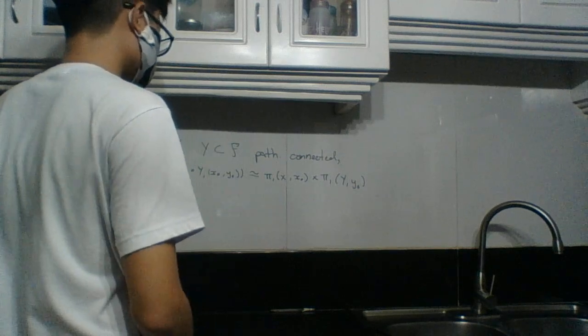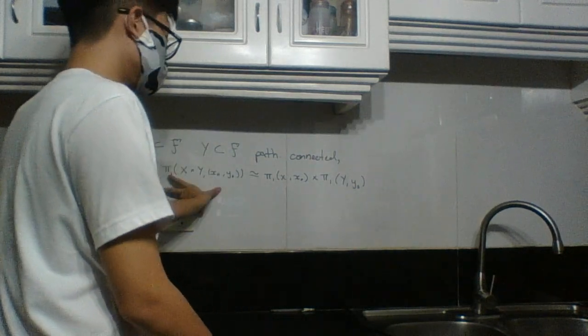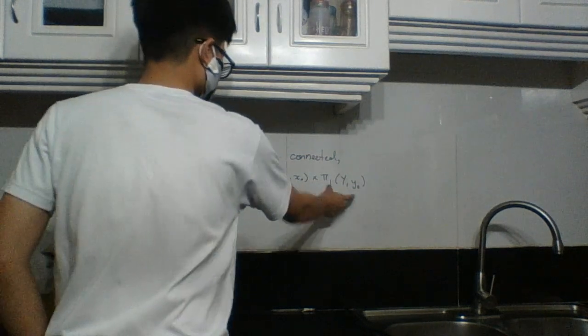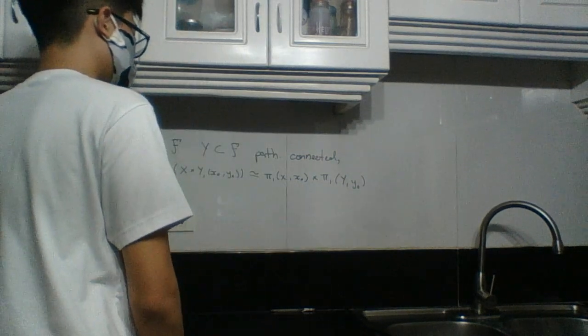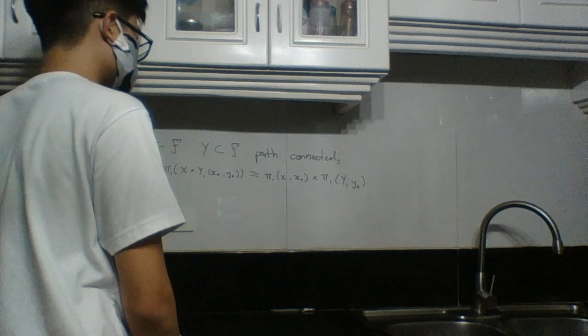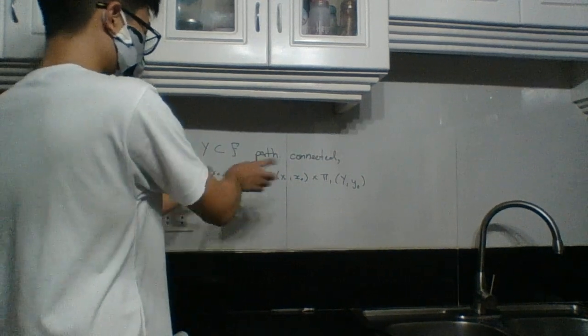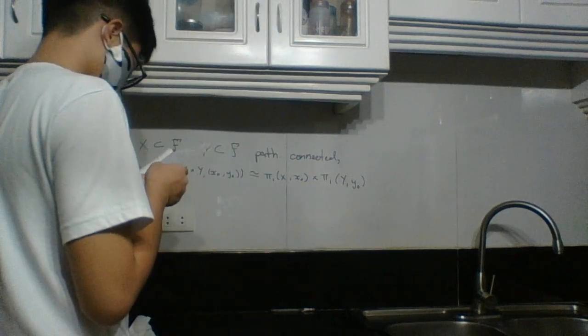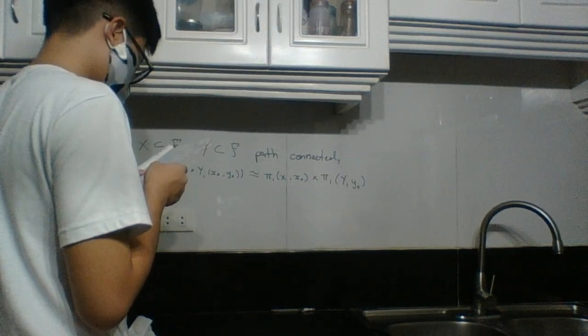That makes sense because if we separate this into these two right here, it would be isomorphic to these two. And I suppose that isomorphism is just simply splitting this fundamental group into these two fundamental groups. So that's a nice one.